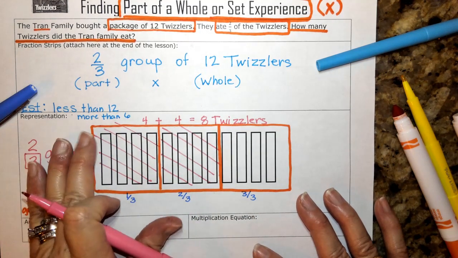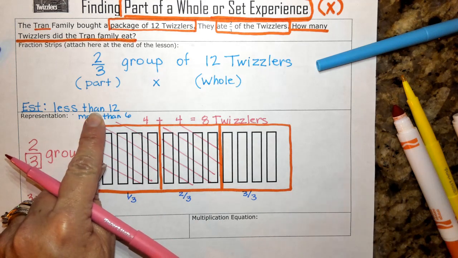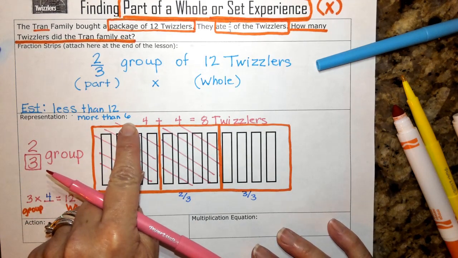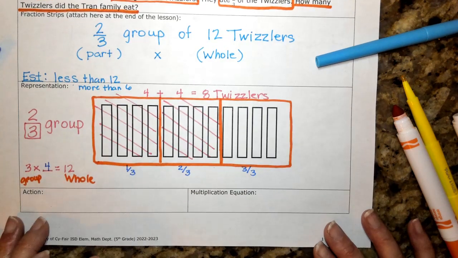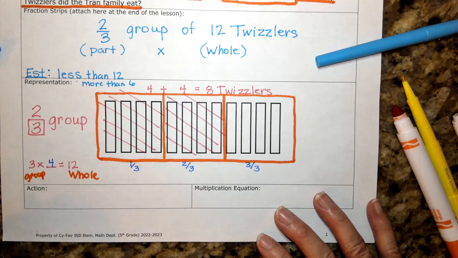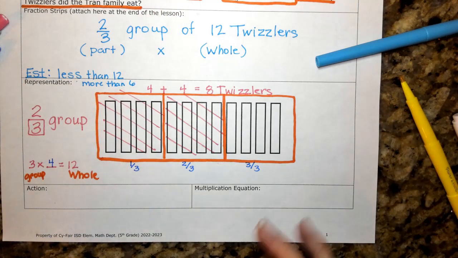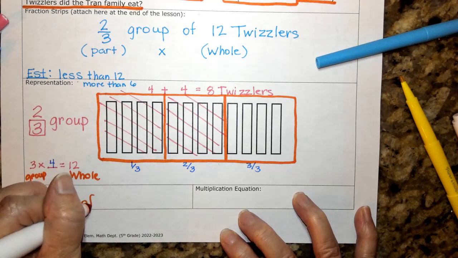And when I quickly go back to my estimate, we know that 8 is less than 12. That gets a thumbs up. And we know 8 is a little more than 6, which is what we predicted. Perfect. The next thing that I want to do is identify the action. So again, we're talking about part of the whole.